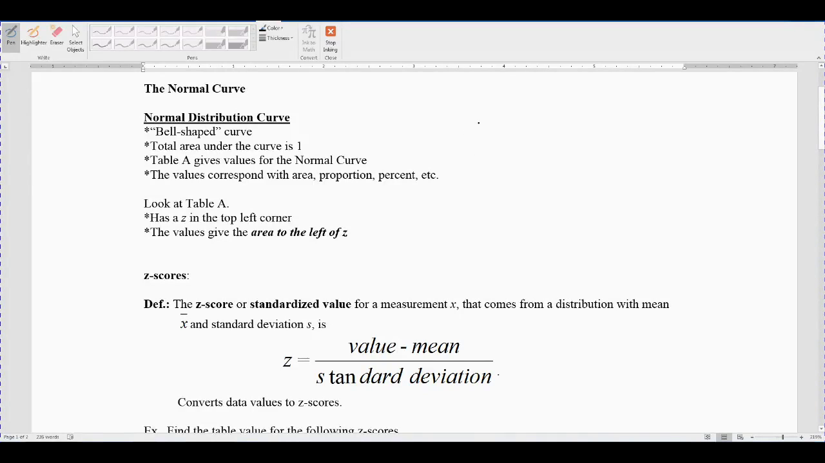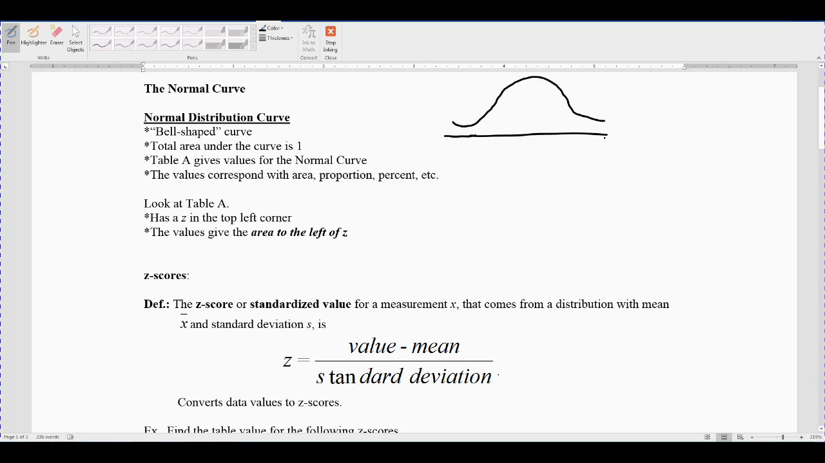The normal curve. It's a bell-shaped curve, is how it looks. It's used quite a bit in statistics. It's under the assumption that most things follow the same kind of pattern. So let's just draw a picture of a bell-shaped curve. It looks something like that.